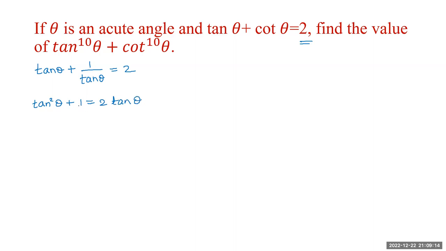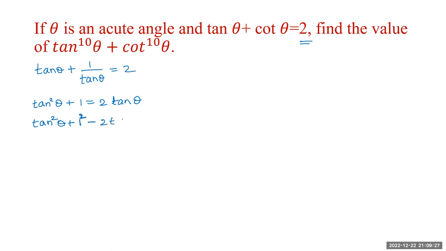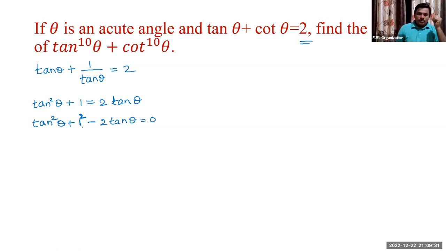Correct? Okay. So here, rearranging these terms: tan square theta plus 1 square, 1 or 1 square both are the same, minus 2 tan theta is equal to 0. Now, a square plus b square minus 2ab, how can you write this one? Tan theta minus 1 whole square is equal to 0.